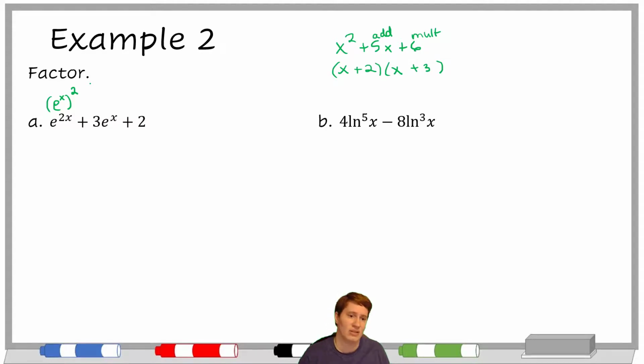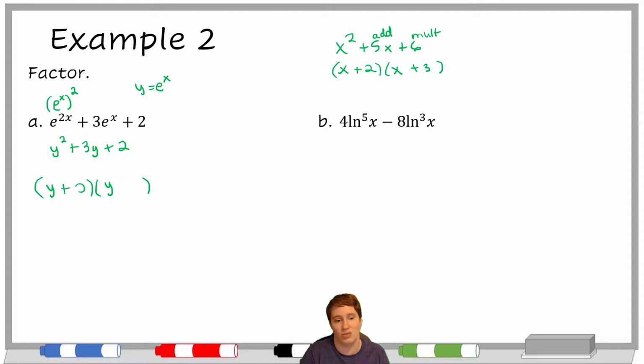The reason that's helpful is that we can think of this as though it's not e to the x. We could think of it as something else entirely. We could say that y is really e to the x. So this is really y squared plus 3y plus 2. And we can factor this in a way that's probably going to seem easier because we don't have e to the x's. And then at the end, we'll put the e to the x back in for our answer. So we'd be saying, what multiplies to get 2 and adds to get 3? That would be a plus 2 and a plus 1. And then I just rewrite it where y is e to the x instead.